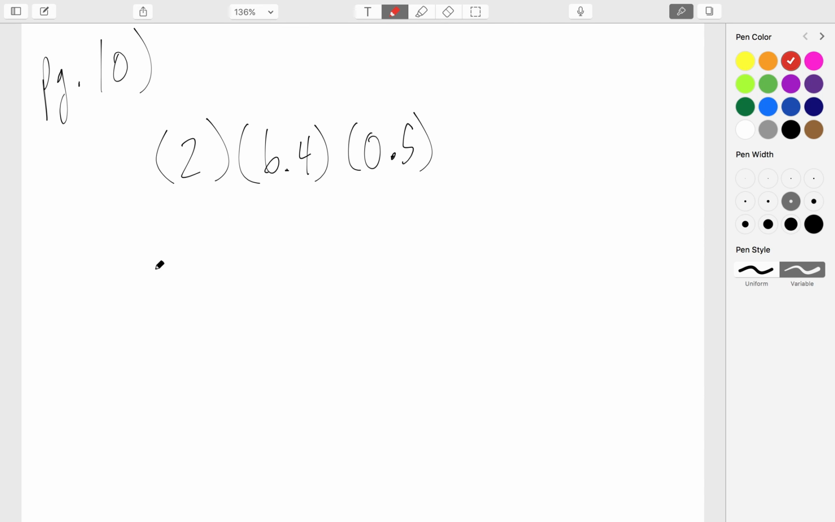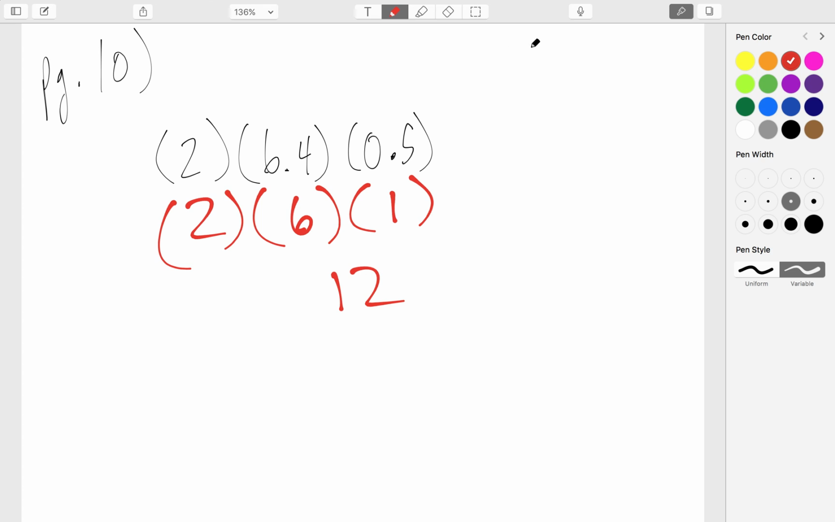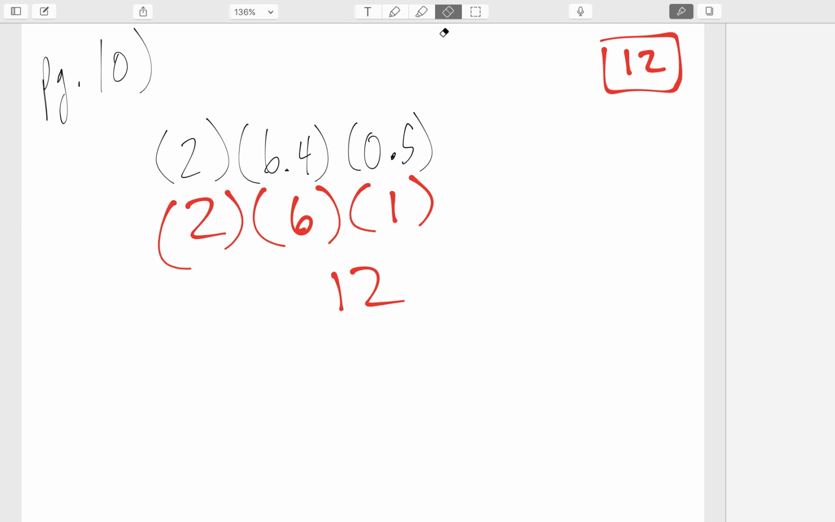Okay, so we have, let's estimate first. What is 2 times 6.4? About 6. Then 0.5, let's estimate it as 1. 2 times 6 times 1, so you should get something like 12. Okay, so we're thinking 12 should be what we're looking for when we actually work it out.